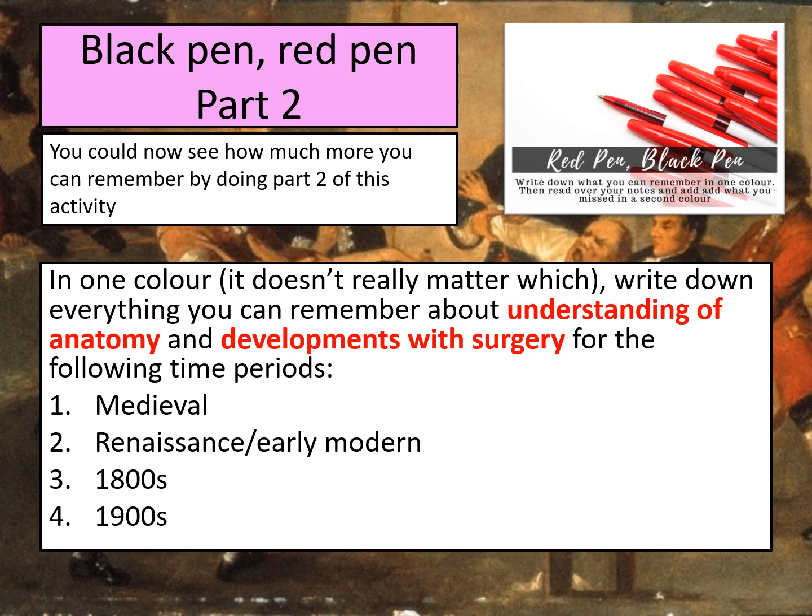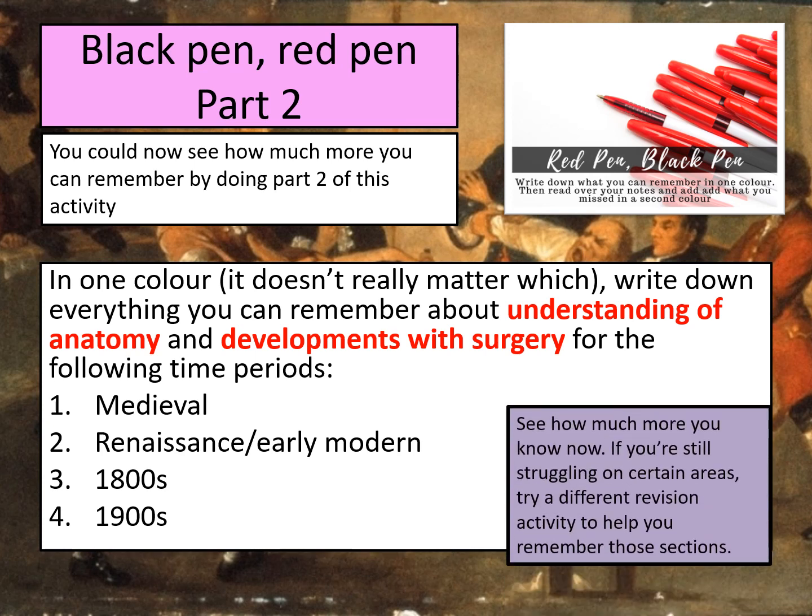And obviously, if you then are still struggling, what you could then do is look at your sheet and then add the bits that you have missed again in a 3rd colour. That will really help you understand what you need to work on. So pause the video here if you want to make any notes for the red pen, black pen activity part 2.